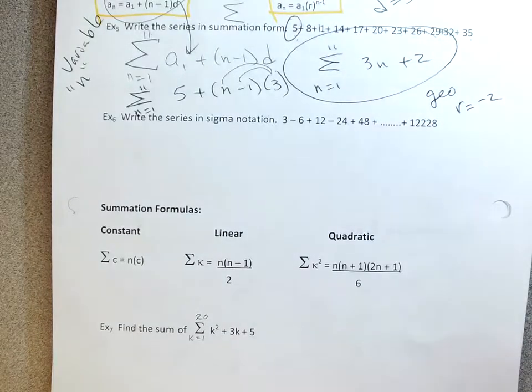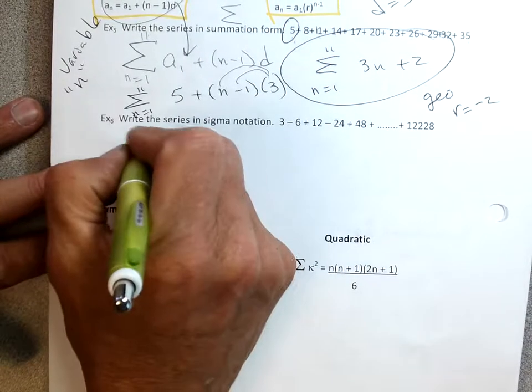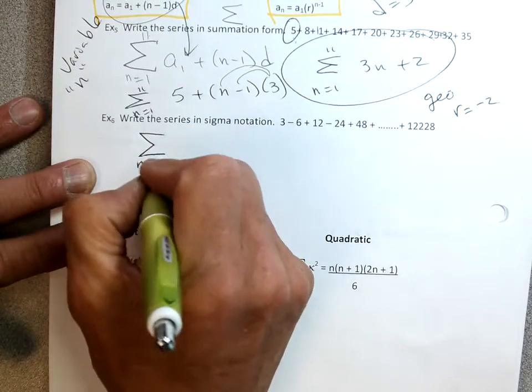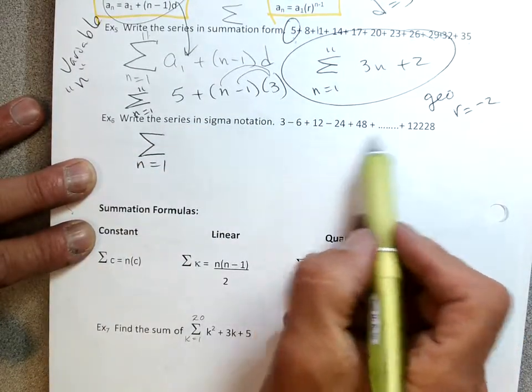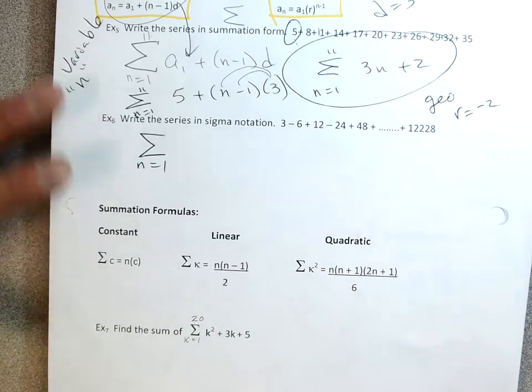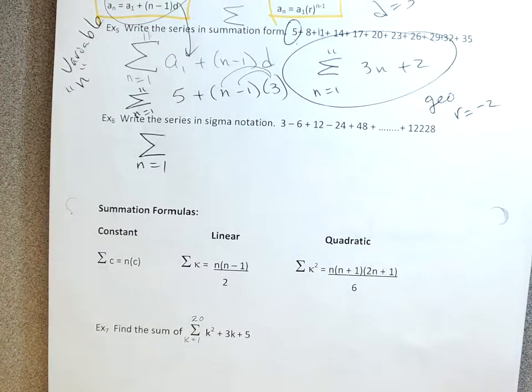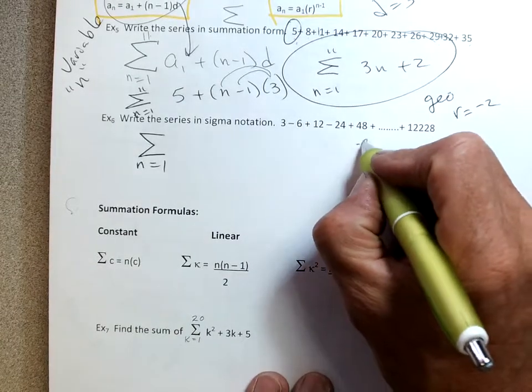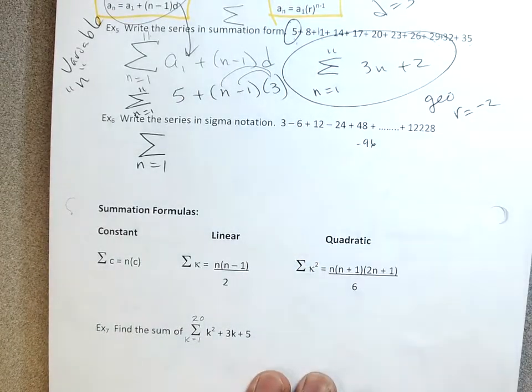negative 2, okay? So sigma, start here. We need to start with sigma n equals 1. Let's see, I don't know how many terms there are. Do you guys? There's a lot. Well, maybe not. Let's see how many terms there are. I know the next one's negative 96. Negative 96 times negative 2.